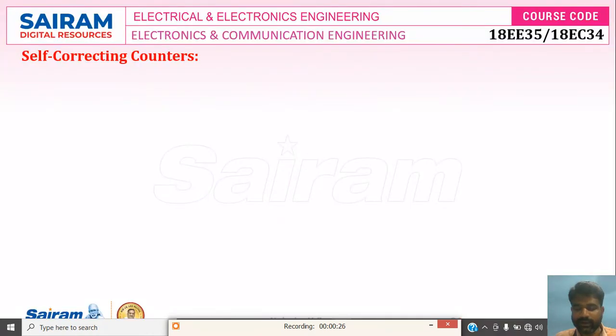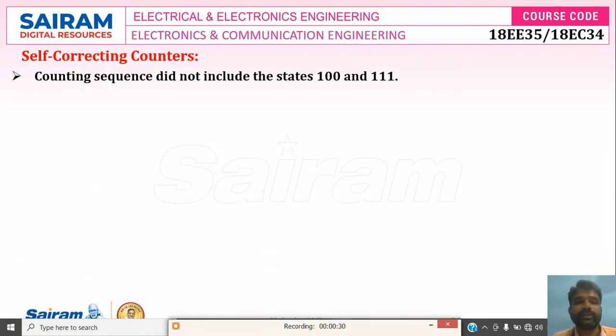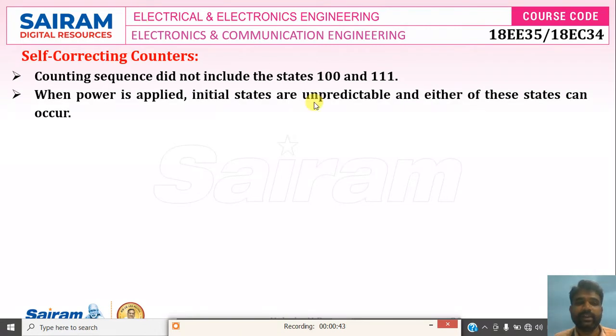As you know, in the counting sequence which we consider in the design, there are two unused states. They are 100 and 111. That means these states are not included. Suppose when the power is applied, the initial states are unpredictable. It can enter into either of these unused states. So what will happen? What will be the next state? We have not specified it.